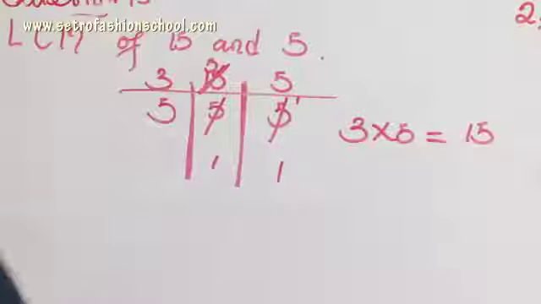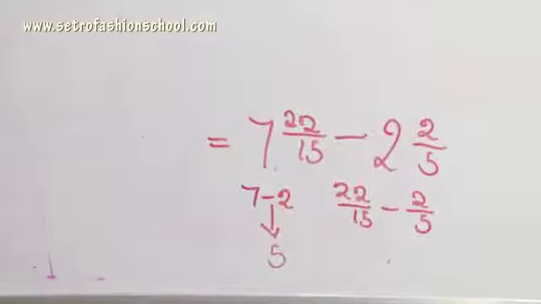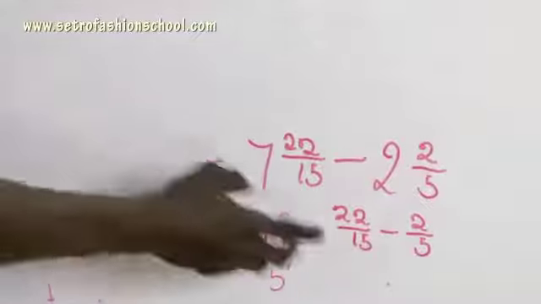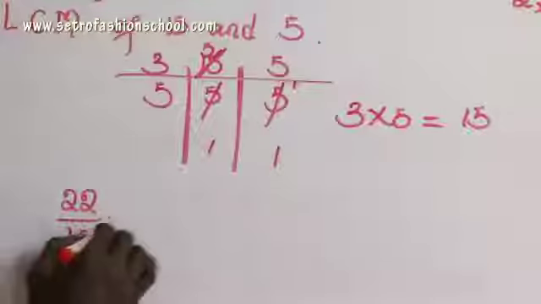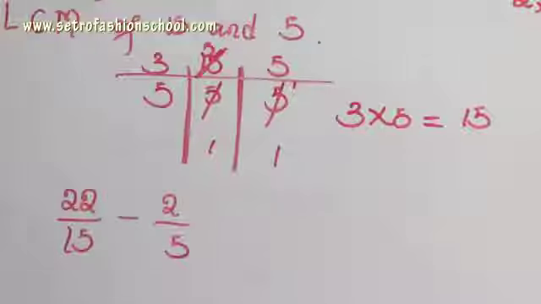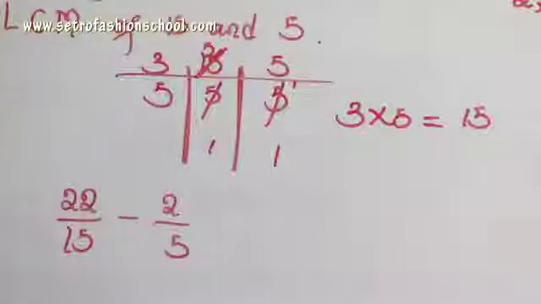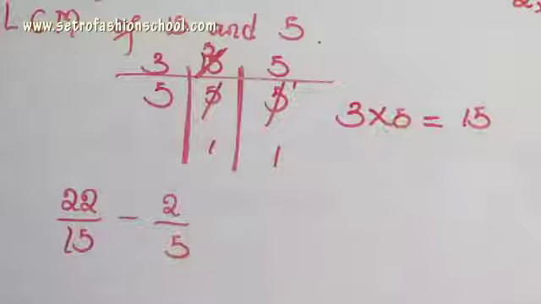Now, with this LCM of 15, you will divide it by each of the denominators you have down here. So, let us write the fraction up here, which is 22 all over 15, minus 2 all over 5. Then, below it, you rule a long line. Now, put this 15, which is the LCM, down here.